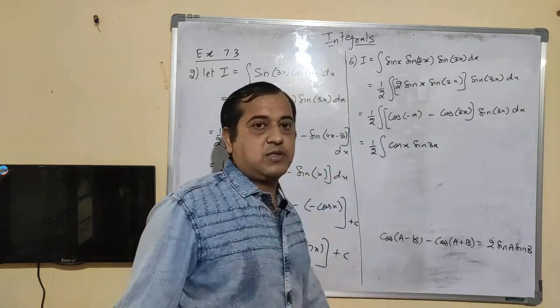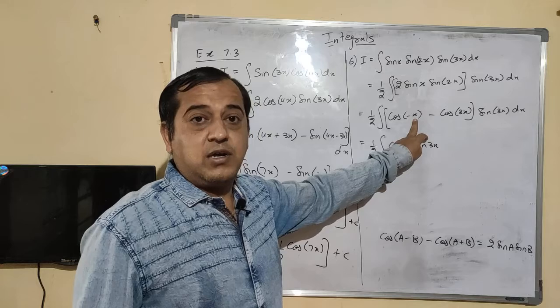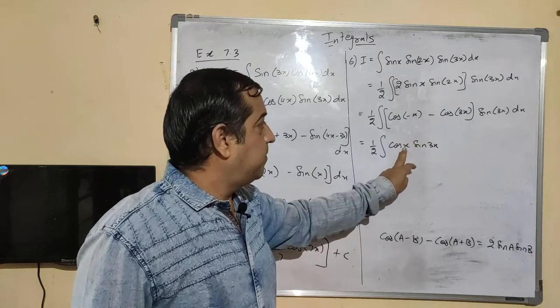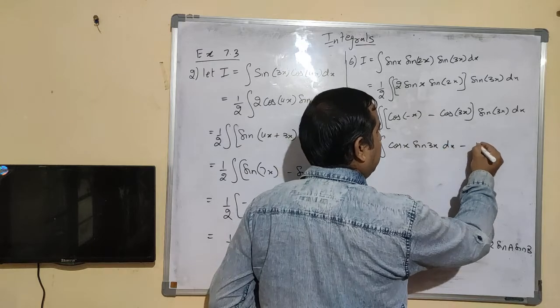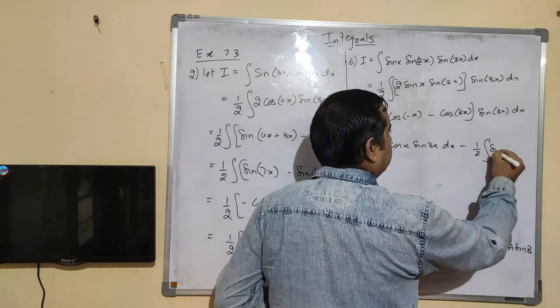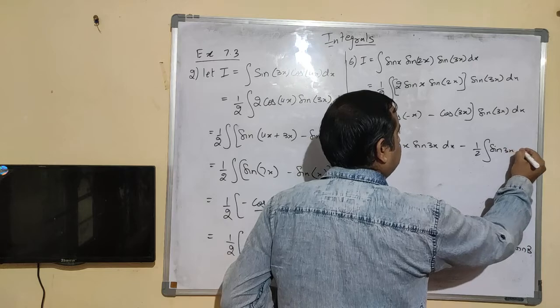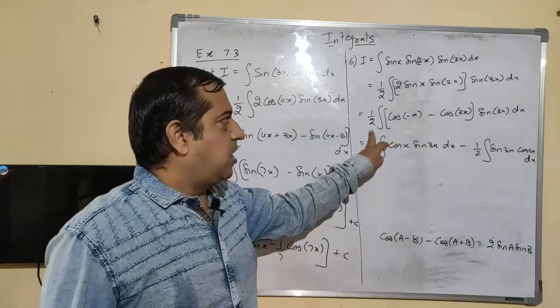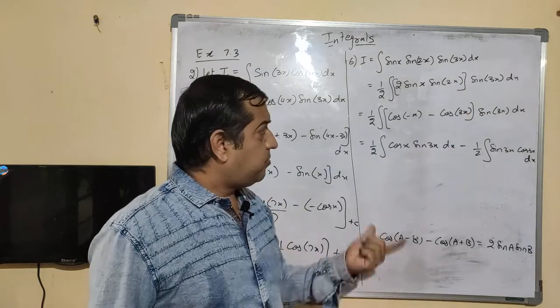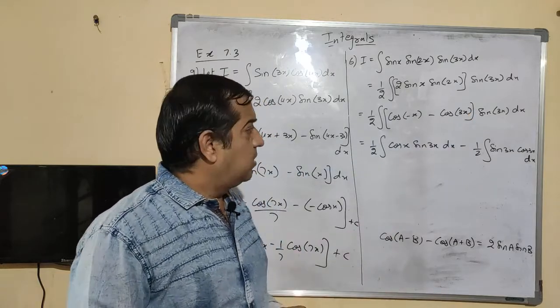Now see, why cos x sin 3x? Cos of minus theta gives you cos theta. That's why. So cos x sin 3x dx minus 1 by 2, this is sin 3x cos 3x dx. Now this half, multiply it with both. We have separated the terms, we have separated the integrals.